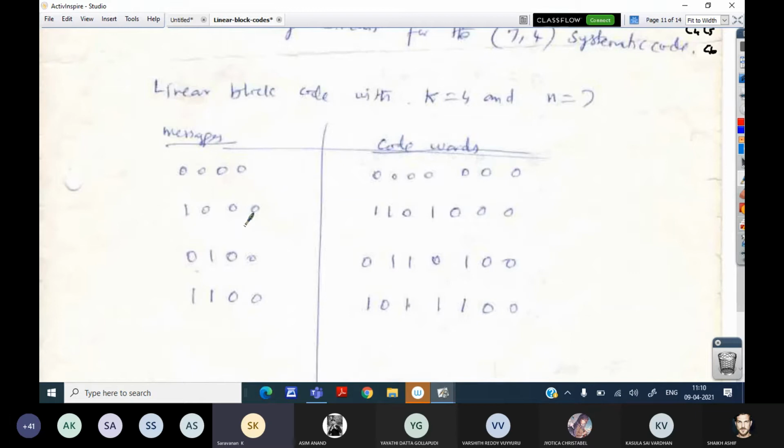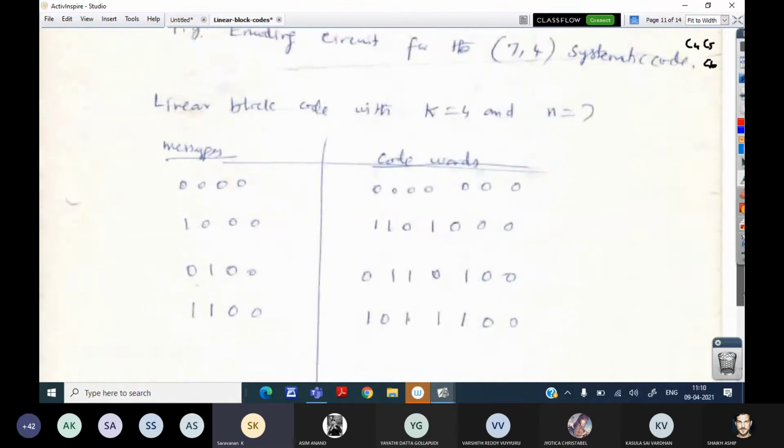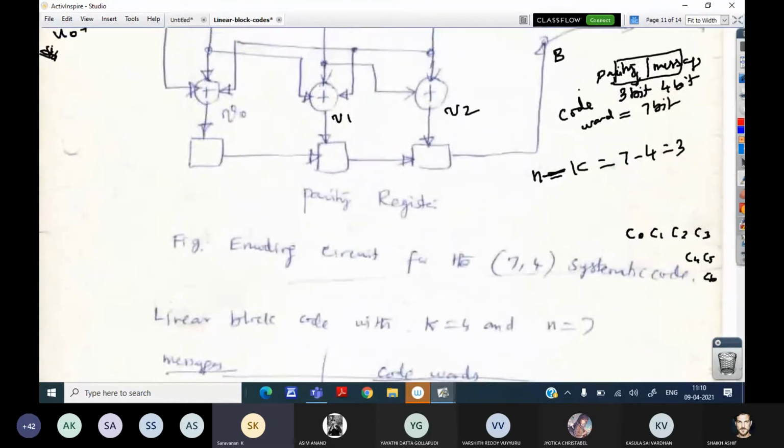So if you feed 1000, the first 3 parity bits you will get are 110. So 1000 is going to be your message. So what is the actual code word? Because n is going to be 7, we are going to append the 3 parity bits before the message bits. I have written both, so the message as well as the code word we are generating from this encoder.